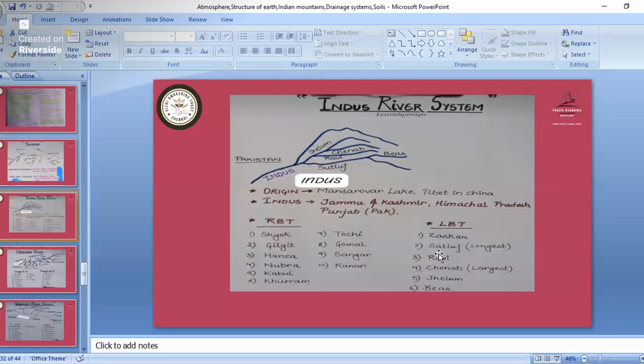See, all these left bank tributary rivers are present in India, and these on the other side are mostly in Pakistan. Only some rivers are present in India, like Sok and Nubra. These two rivers are present in India, the rest are all in Pakistan. So in the Indus river system, right bank tributaries we have Sok, Nubra, Gilgit, and left bank tributaries we have Satluj, Ravi, Chenab, Jhelum, Byas, Jaskar. So just remember Sok and Nubra, and these 6 rivers as left bank tributaries.